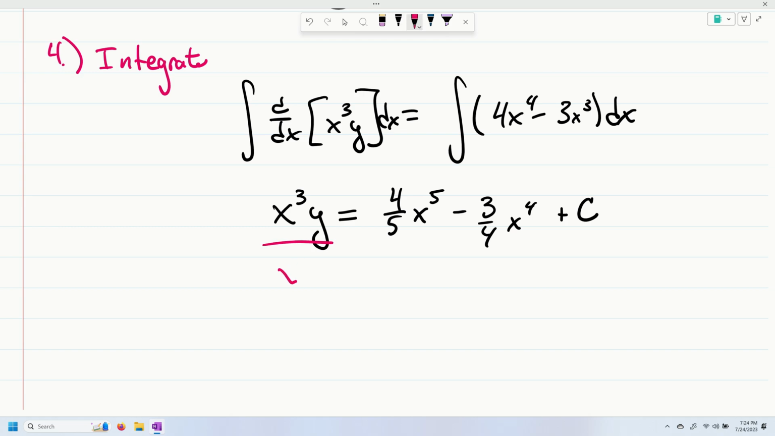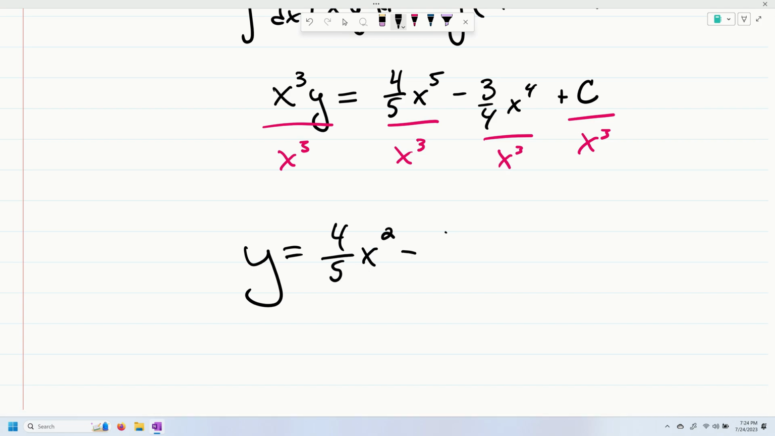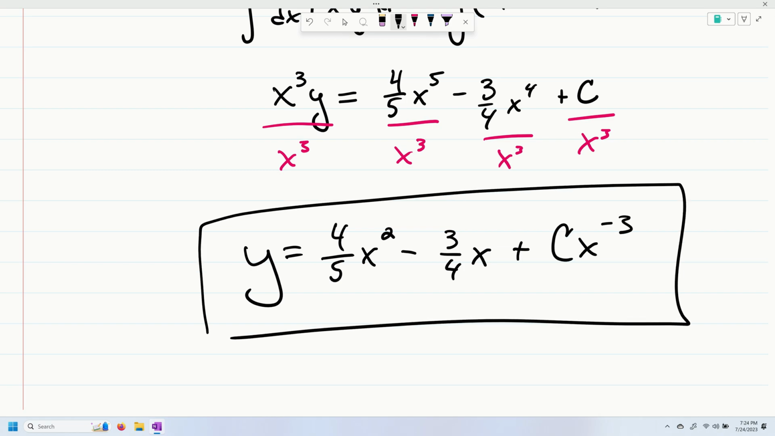And then we divide everything by that unknown function and solve for y, which gives me y equals 4 over 5 x to the second minus 3 over 4 x plus c times x to the negative 3. If we had initial conditions, we would go ahead and do step 5, but in this case we didn't. So this is where we stop.